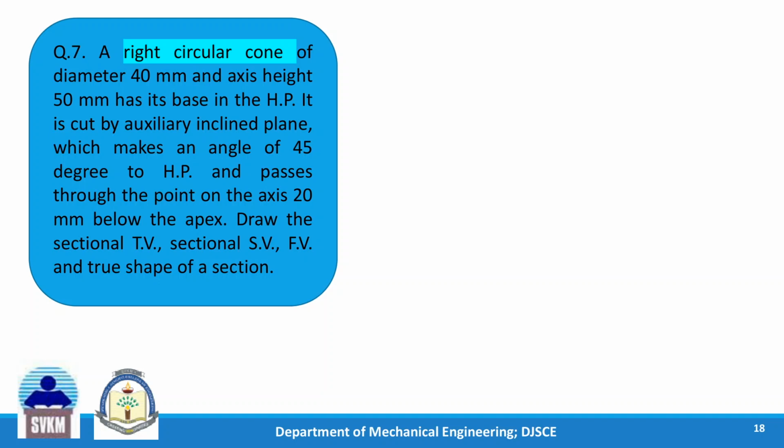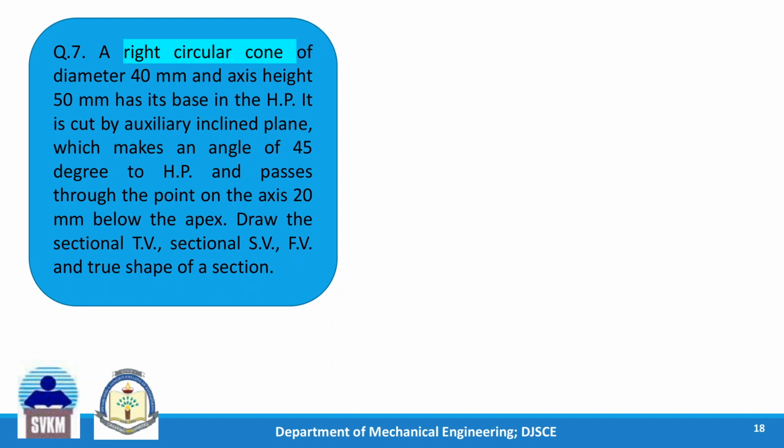A right circular cone of diameter 40 mm and axis height 50 mm has its base in the HP. It is cut by auxiliary inclined plane which makes an angle of 45 degree to HP and passes through the point on the axis 20 mm below the apex. Draw the sectional top view, sectional side view, front view and true shape of a section.